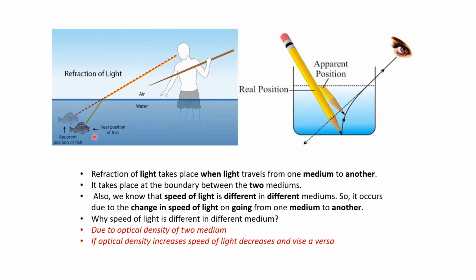But why does this happen, right? What is the reason for the bending of light? The reason for the bending of light is that there is a change in the speed, right? And why is there a change in the speed? There is a change in the speed because the two media, let's say air and water in this case, have different optical density, right? Now what is this optical density?